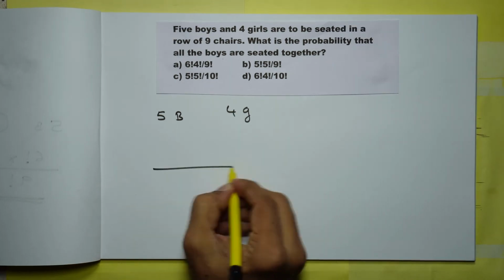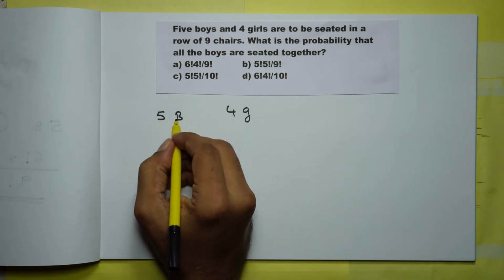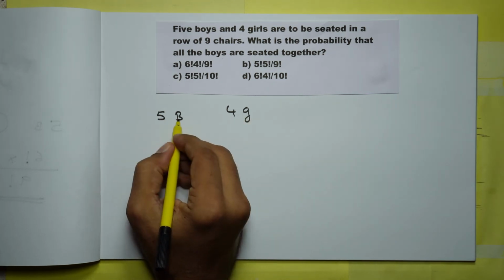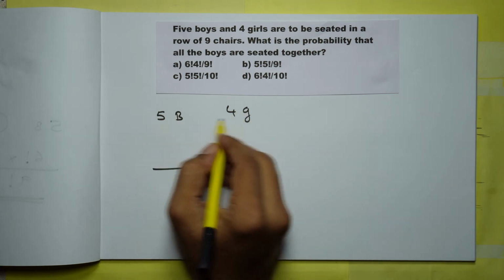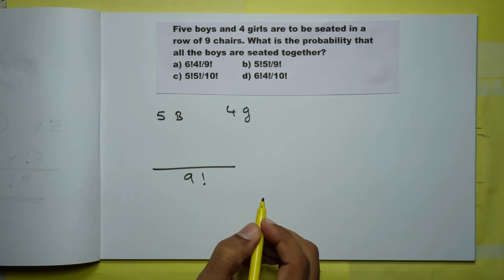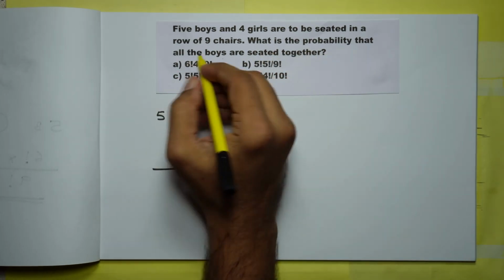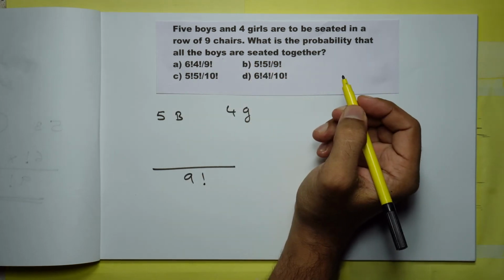So first we'll find out the total number of ways in which they can be seated. So altogether 9 people are there, 5 boys and 4 girls. So they are all different. So 5 plus 4, 9 of them can be interchanged in 9 factorial ways. Now we need to find the number of arrangements where all the boys are together.